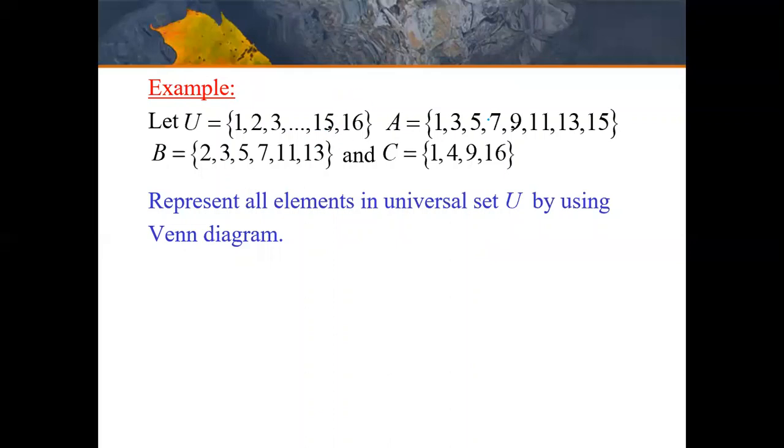So what kind of set is set A? Set A is the odd numbers. Set B is the prime numbers. Set A is odd numbers, set B is prime numbers. How about C? Set C is the perfect squares.